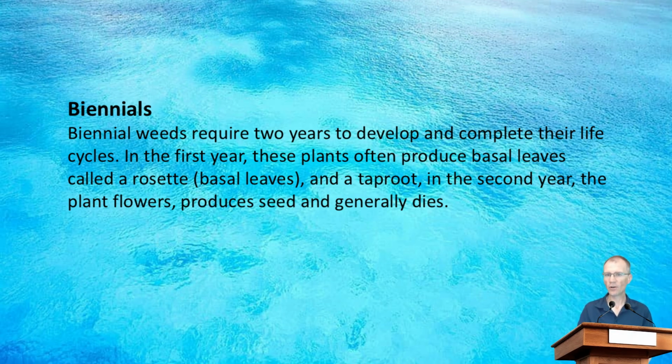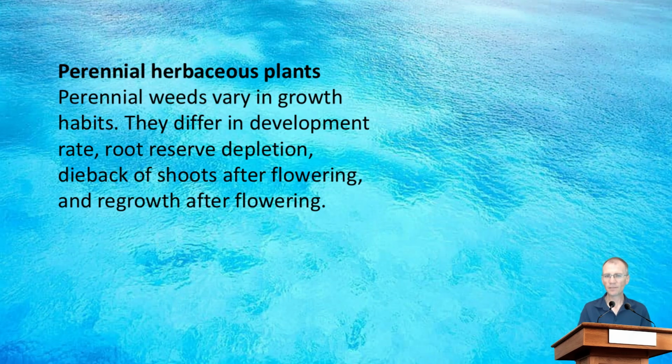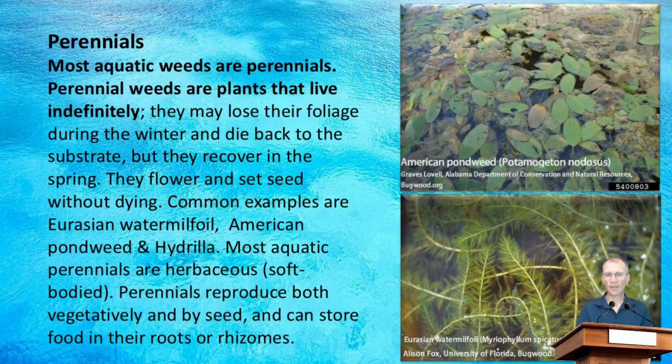Biennials. Biennial weeds require 2 years to develop and complete their life cycles. In the first year, these plants often produce basal leaves called a rosette, and a taproot. In the second year, the plant flowers, produces seed, and generally dies. Perennial herbaceous plants. Perennial weeds vary in growth habits. They differ in development rate, root reserve depletion, dieback of shoots after flowering, and regrowth after flowering.